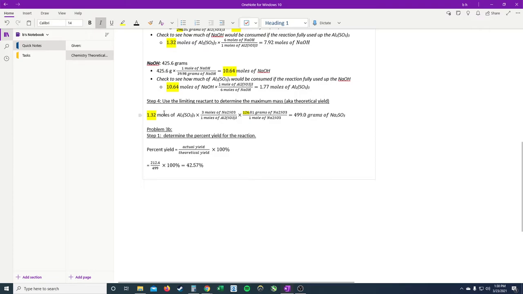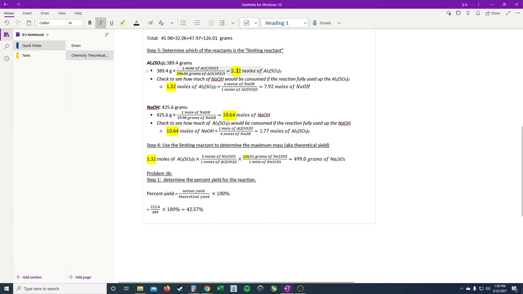After that, we're going to use the number of moles that we calculated for aluminum sulfite because it is the limiting reactant. And we're going to assume that all of the aluminum sulfite is consumed, and we need to determine the maximum mass, also known as the theoretical yield of the equation, how much of that mass would be sodium sulfite.